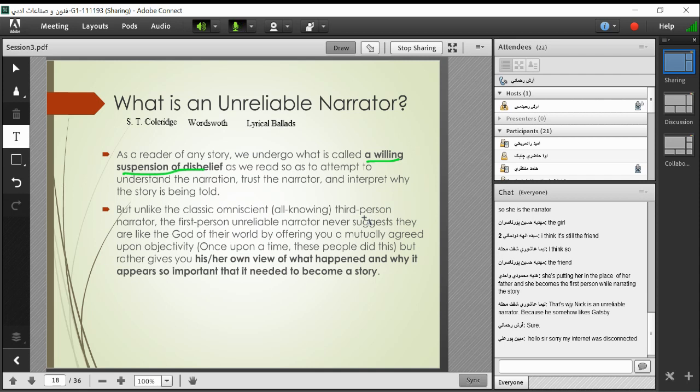فانسی چیه؟ ایمیجینیشن چیه؟ One of the things that Coleridge talks about is that whenever we are reading something, we are reading a piece of fiction, we experience what he calls a willing suspension of disbelief.